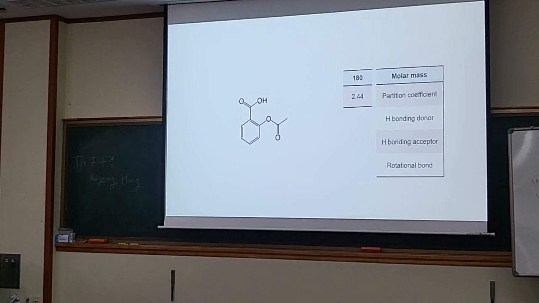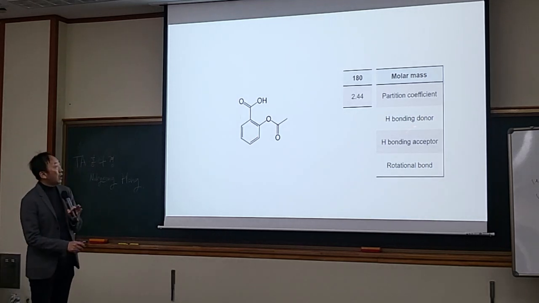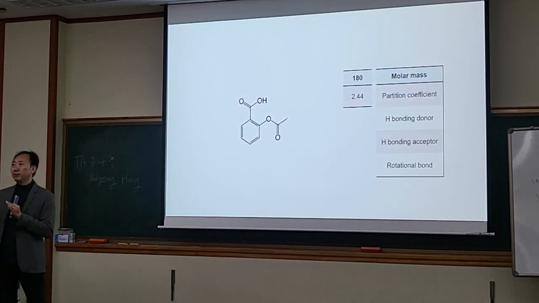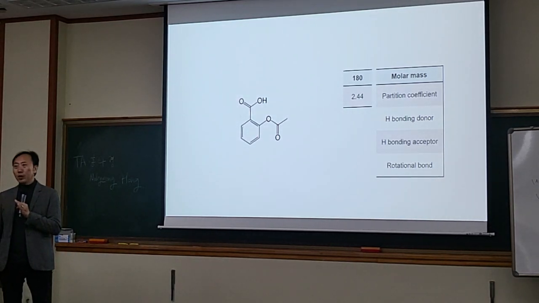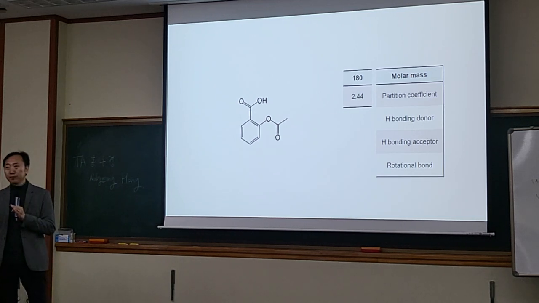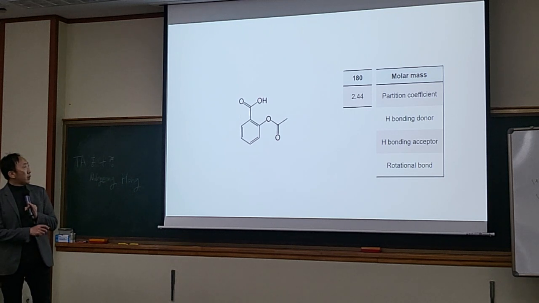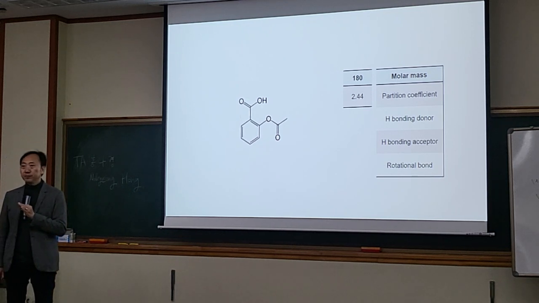Partition coefficient-wise, this is a reasonable range, a little higher than 2. That's good. Now, how about the hydrogen bond donors? How many? Okay, 1. Acceptors: 1, 2, 3, 4. Rotatable bonds: 5.